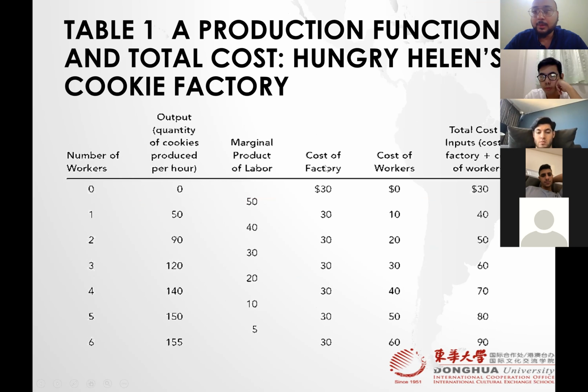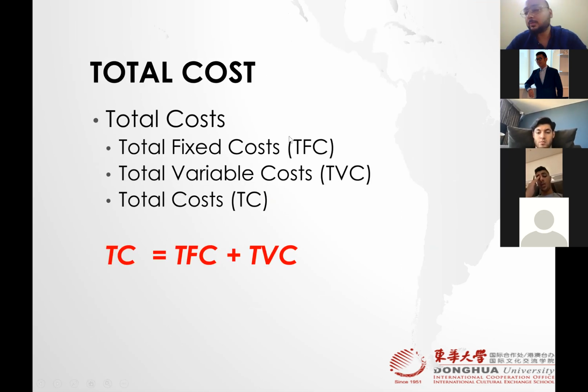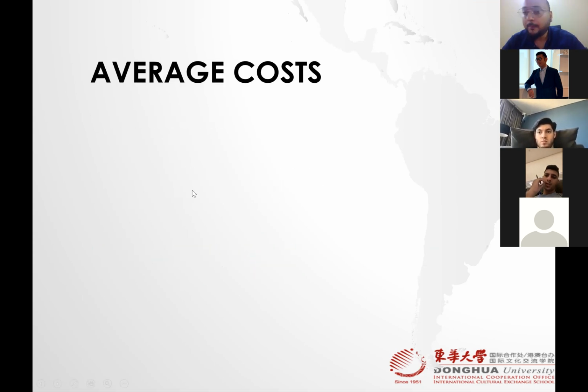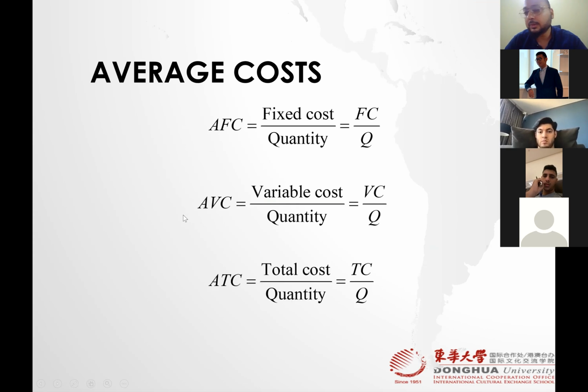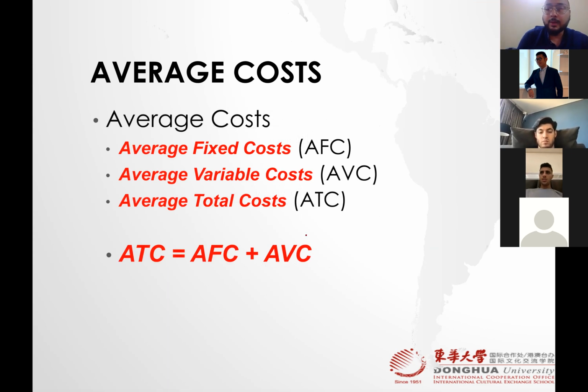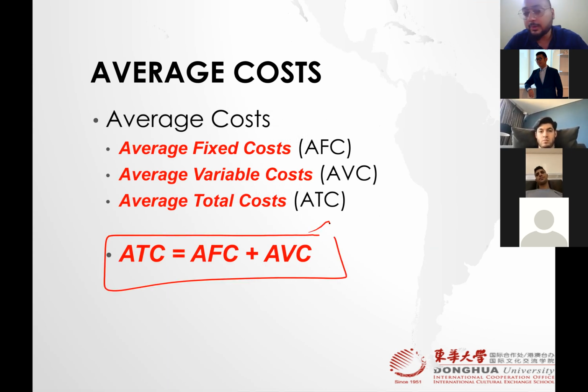And then we took that table, and then we defined the total cost concept. We divided it. We found out the formula. So the formula is total cost is equal to total fixed cost plus total variable cost, and then we converted those into average cost. What is the formula for average cost? Average fixed cost is total fixed cost divided by quantity. Average variable cost, total variable cost divided by quantity. Average total cost, total cost divided by quantity. So we can also develop the formula for average total cost, which is average total cost is equal to average fixed cost plus average variable cost.